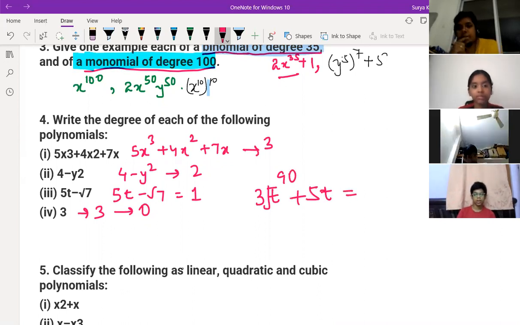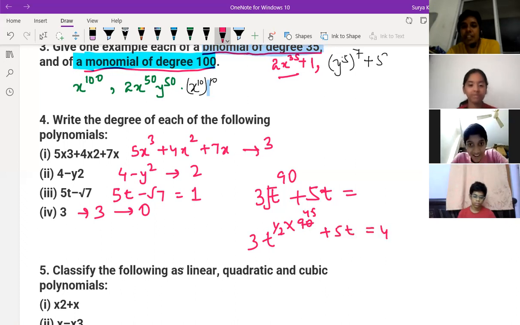What is the degree for this? Shriyanvi will tell me. Tell, Shriyanvi, what is the degree for this? Sir, is it 88? I just guessed it, sir. How? Don't guess. How will 88 come? I actually don't know, sir. See, root 2 power is what? First, this is root t. It means t to the power how much? 1 by 2? Yeah, 1 by 2 into 90. How much will come? 45 plus 5t.